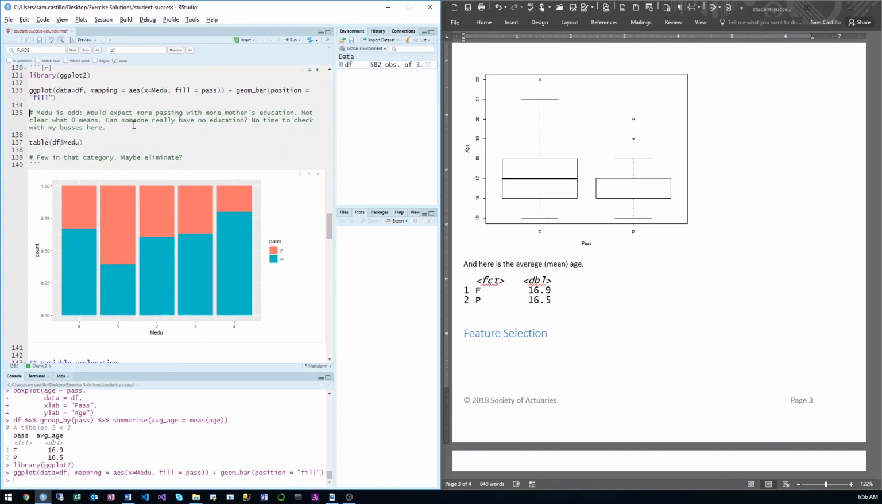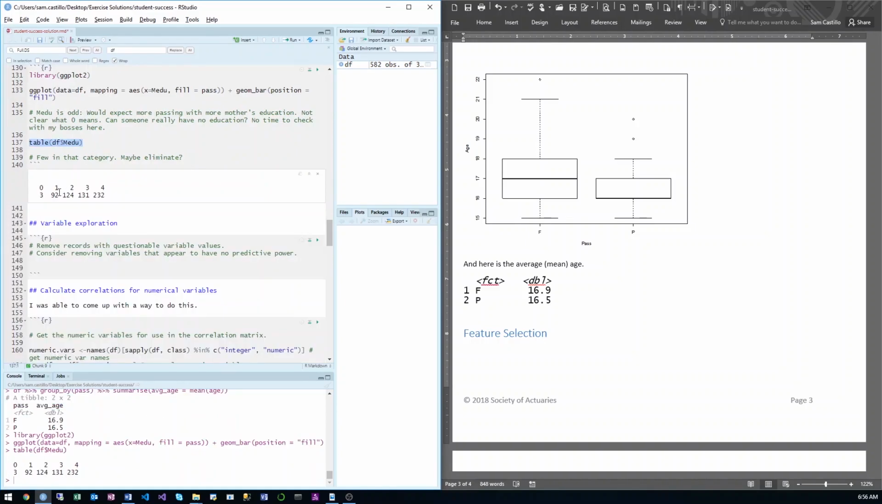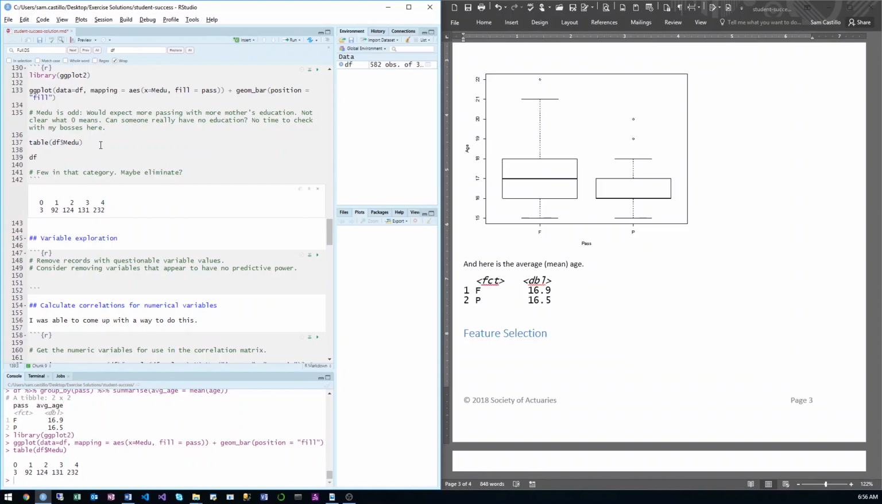MEDU is odd. Would expect more passing with more mother's education. Not clear what 0 means. Can someone really have no education? No time to check with my bosses here. Few in this category. Only 3 have no education. So I'm just going to remove those.